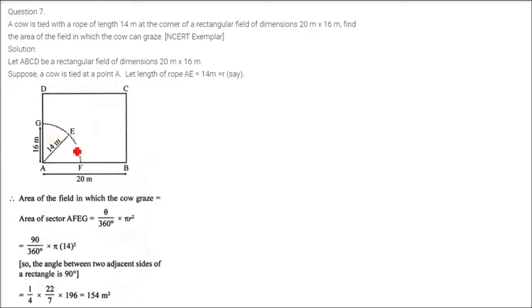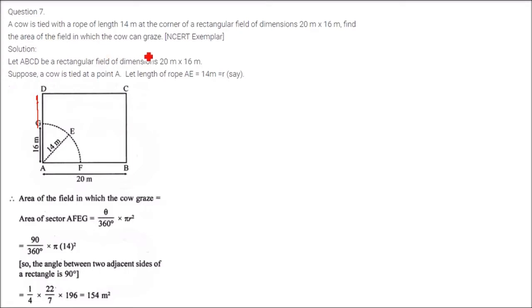A cow is tied. Here is a cow. It is tied with a rope. Again, the same situation. When it is tied with a rope, this is the only portion which the cow will be able to graze, at the corner of a rectangular field of dimensions 20 by 16. So this is 20 by 16. 16 is the total.